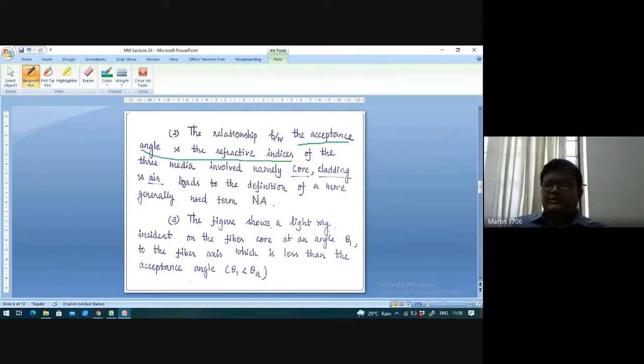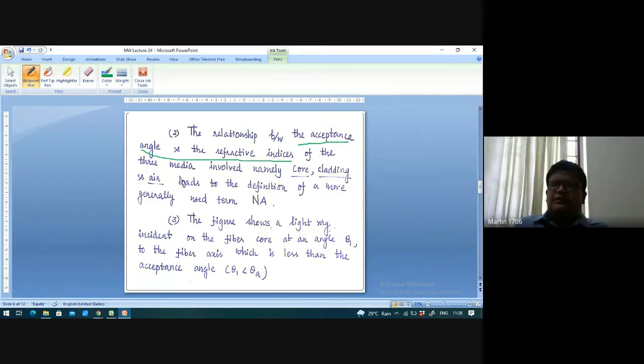I will tell one best example for the acceptance angle. Suppose you are going to a museum center. When you get into the museum center, you have to take a ticket, and you have to give the ticket to the counter man, and then only he will accept it and allow you to get in. Correct. So the acceptance angle is also like that.